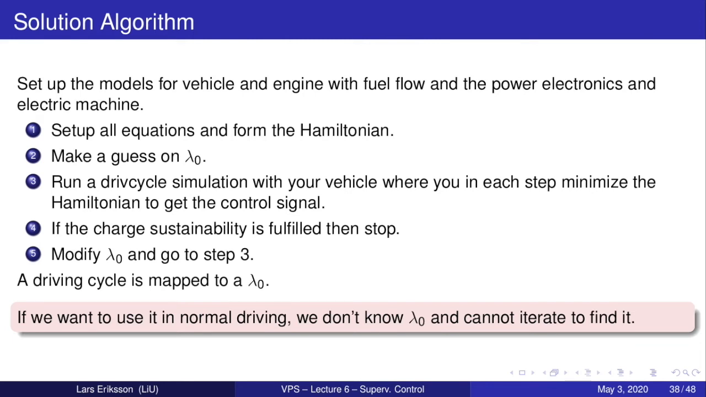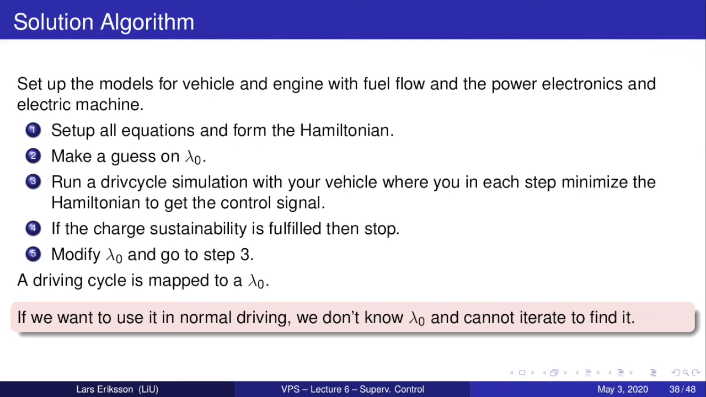You make a guess on your lambda 0, and then you run a drive cycle simulation with that lambda 0, where you simulate the vehicle, and in each step you minimize the Hamiltonian to get your control signal, and you apply that control signal to the model. So then you're simulating with the optimal control signal given that lambda 0. If charge sustainability is fulfilled, then that lambda 0 is the optimum. If it's not, then you modify lambda 0 and you go to step 3. So then you have to figure out whether you should increase or decrease lambda 0 to get charge sustainability.